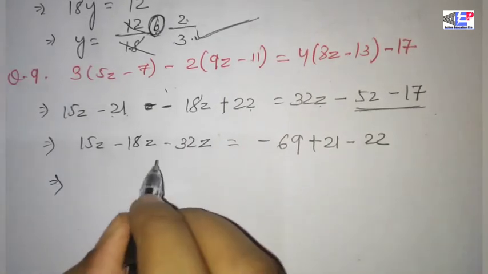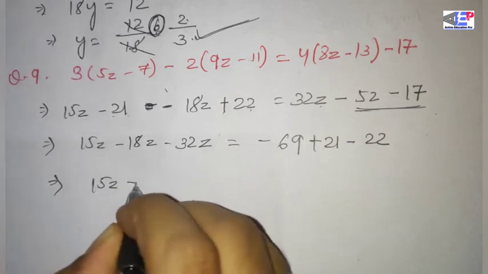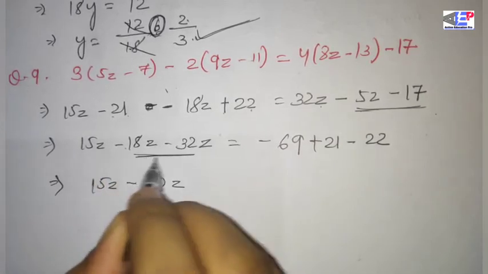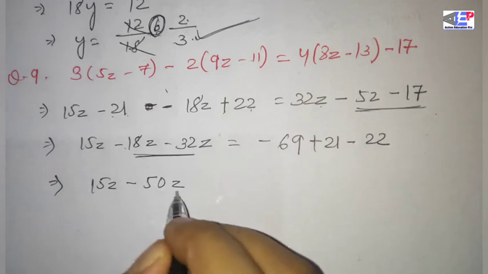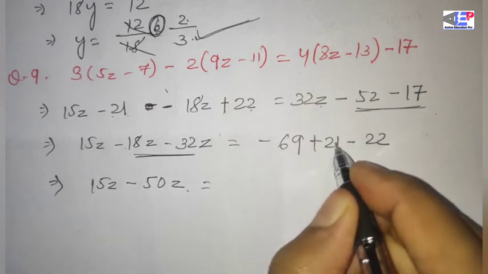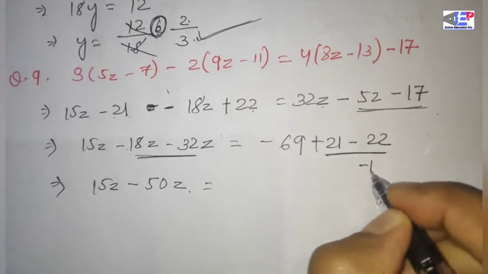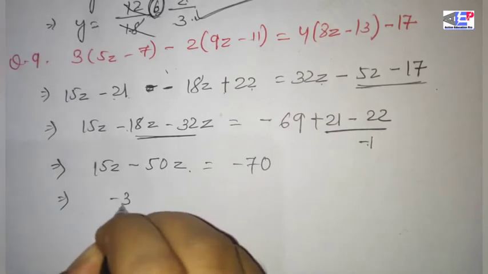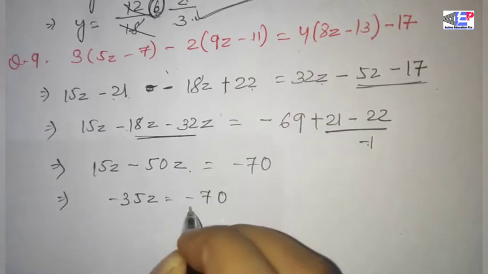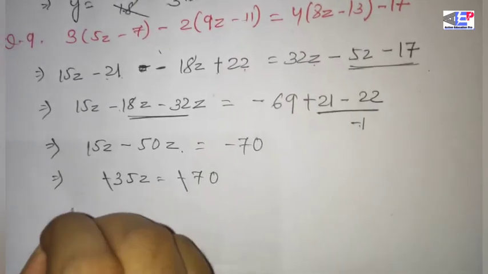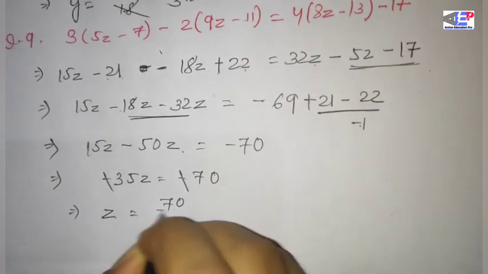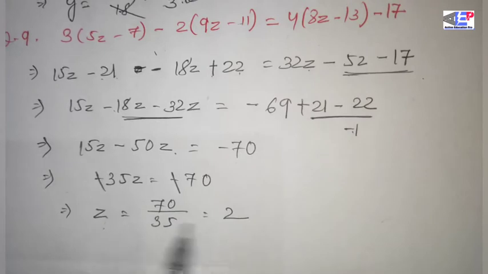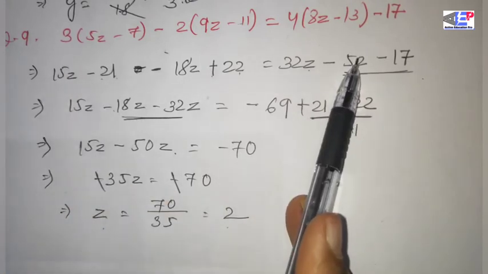The next step: here 15z minus 50z, these two terms will become minus 50z. And here 21 minus 22 will become minus 1, and minus 69 minus 1 is minus 70. And then it will become minus 35z is equal to minus 70. Cancel the minus signs from both sides. And now z is equal to 70 by 35, it is 2. So the value of the variable z is 2 for this question number 9 of exercise 2.5.